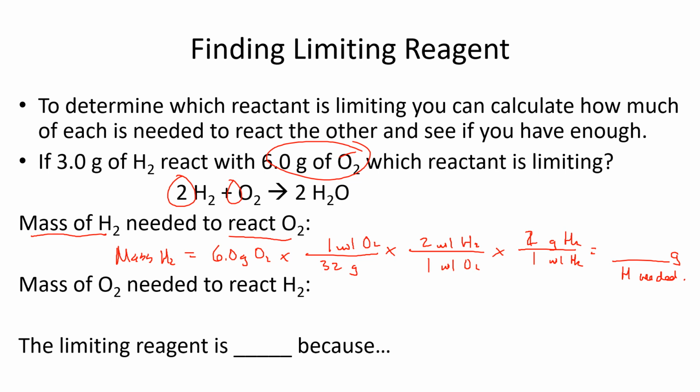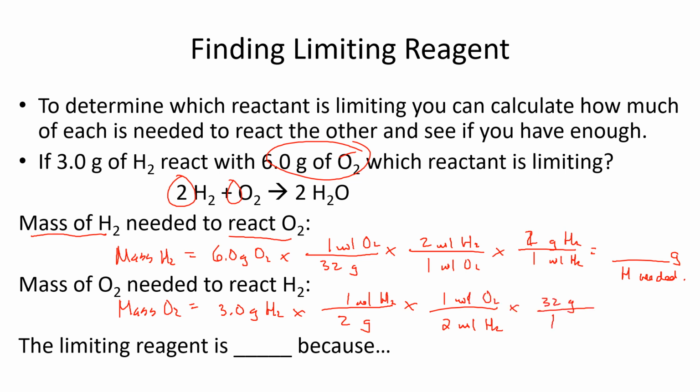Down below here, we can work it out the other way. We can work out the mass of oxygen needed, and we'll start with the 3 grams of hydrogen. And so hydrogen is 2 grams per mole, and the ratio goes the other way. We got 2 moles of hydrogen reacting for every 1 mole of oxygen. And then oxygen is 32 grams per mole. And that'll give us the grams of oxygen needed, O2 or H2. All right, so I'm going to work those out.